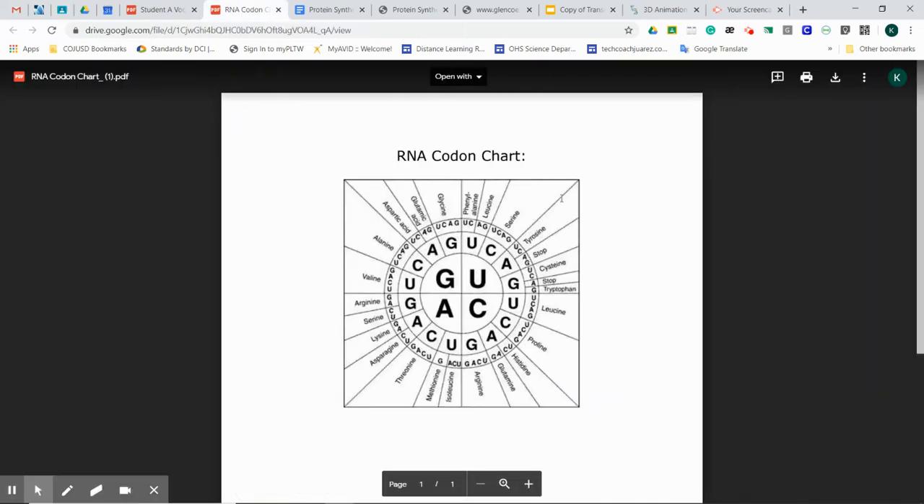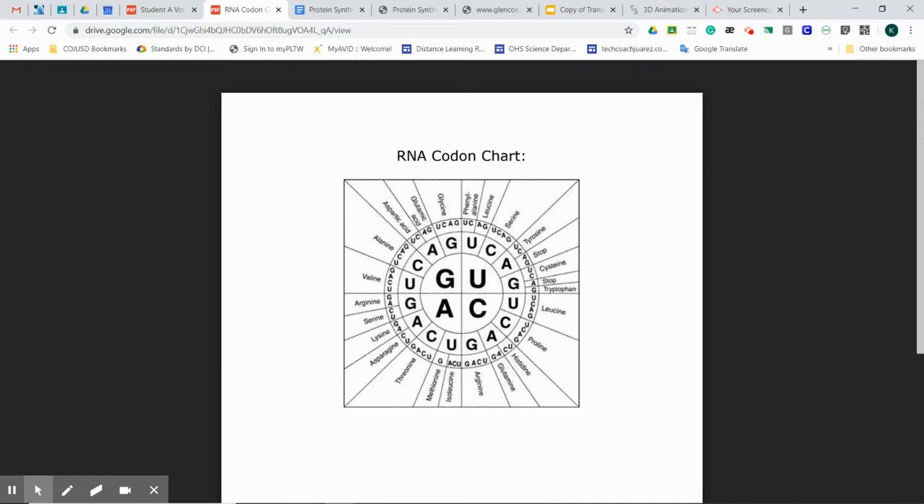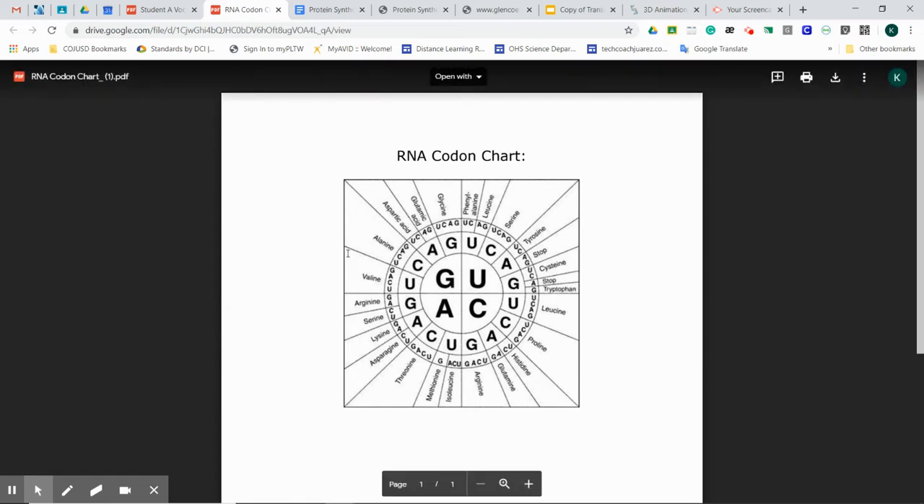And remember your codon wheel. This is what the codon wheel looks like. So you can pull this up as you're nearing the end of your lab investigation so that you can reference this. Remember, you'll need to reference this to actually figure out which amino acid you will need to bring in for the corresponding code.